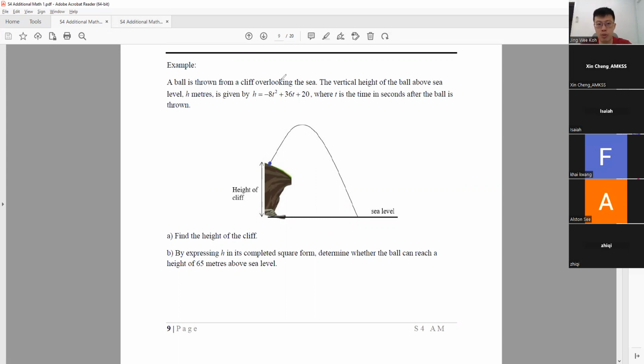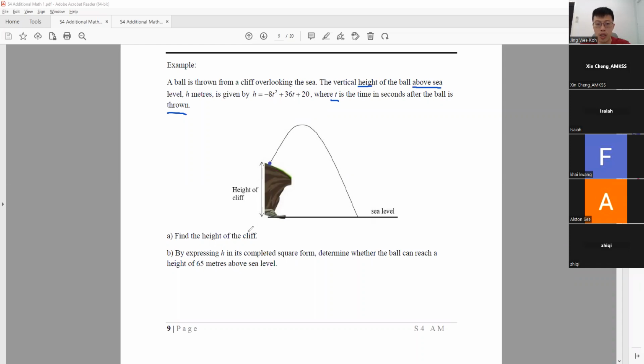A ball is thrown from a cliff overlooking the sea. The vertical height of the ball above the sea is h. Given that h is this, find the height of the cliff. So we must understand what t represents. You must always read the question, what do t and h represent? T represents the time after the ball is thrown. That means when the ball is released from the hand, then your t will start. And h represents the height above the sea.